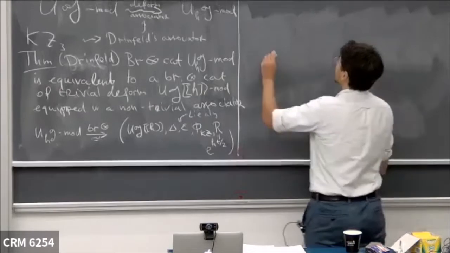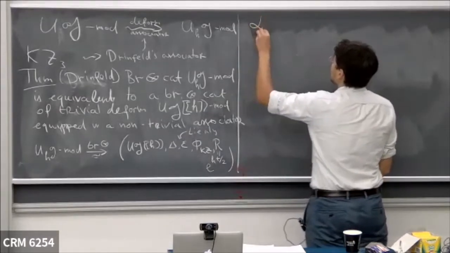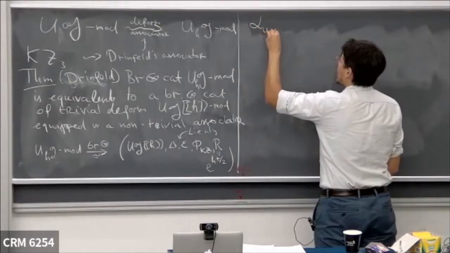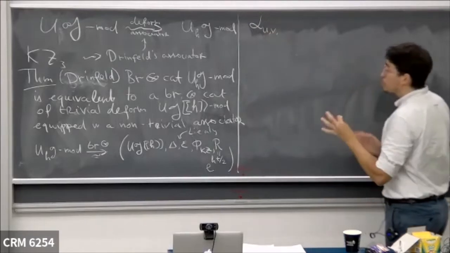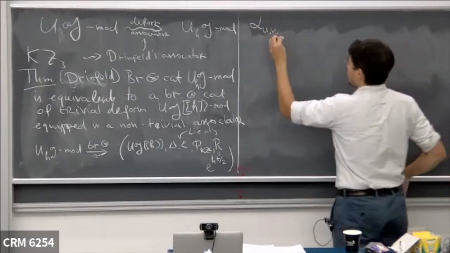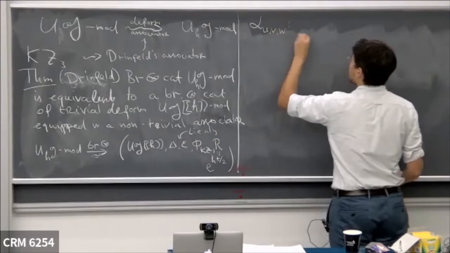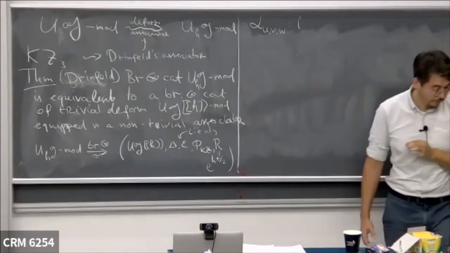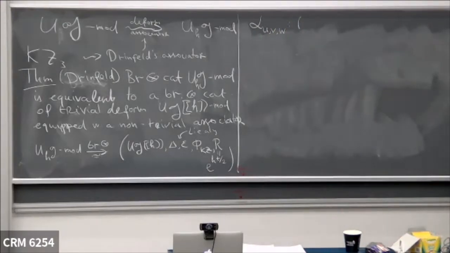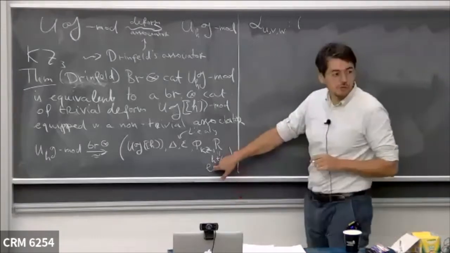So what is an associator? We're going to deform associators, but I have to tell you what an associator is. It's a family of isomorphisms. You pick the R matrix first and then you find the phi that fits it? Yeah, you're right. You fix the R matrix and then you find phi. Because the R matrix comes from KZ2.